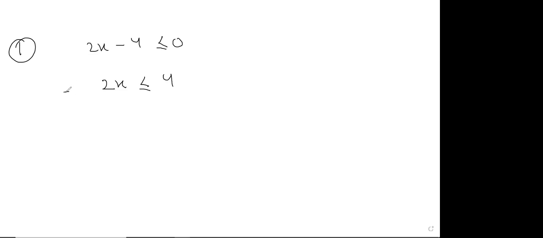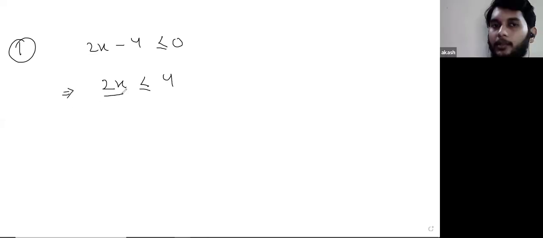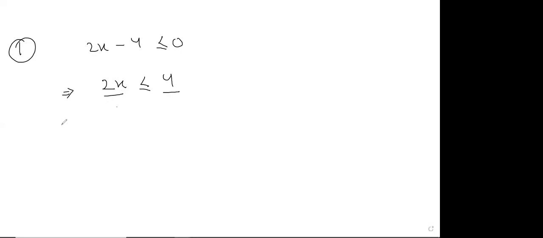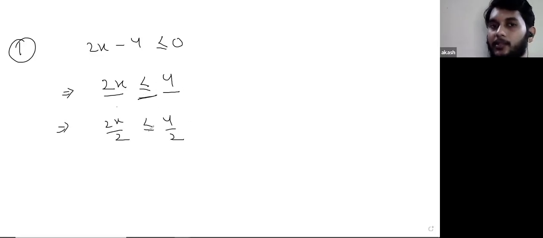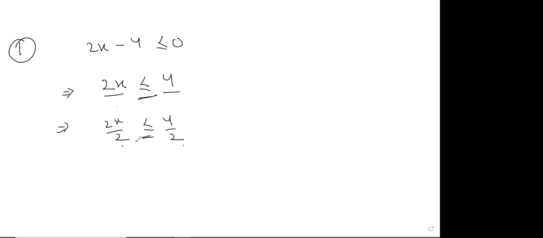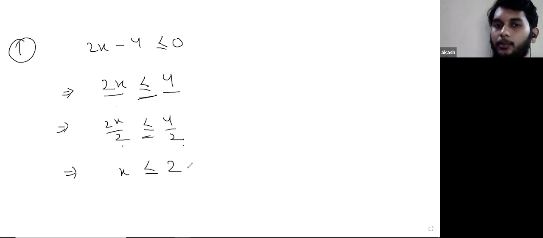Yes. Right? Now we have 2 here and 4 here. So if I divide both sides by 2, then we can get x equals something, right? So this will be 2x by 2 less than or equal to 4 by 2. Now I did not change this sign. Why? Because I'm dividing by a positive number. So the answer will be x is less than or equal to 2. This is the final answer.